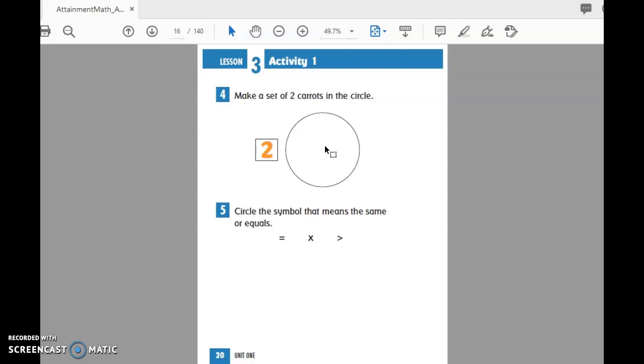It says circle a symbol that means the same or equals. Let's review the symbols. We have the equal sign, which means the same. We have the multiply, which means times. You double it. Then you have the greater than or less than. Find the symbol that means the same or equals.